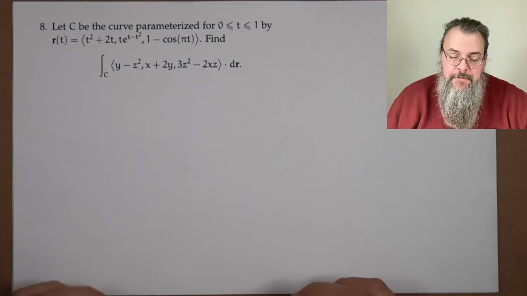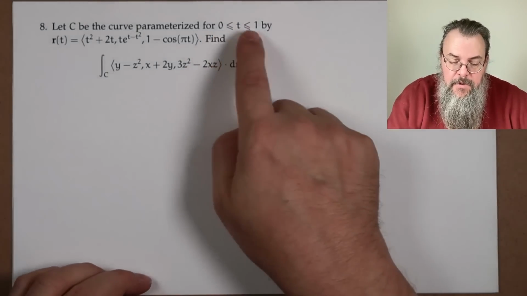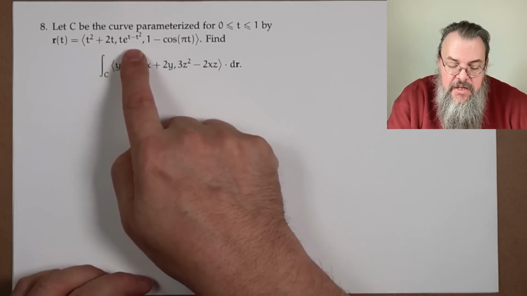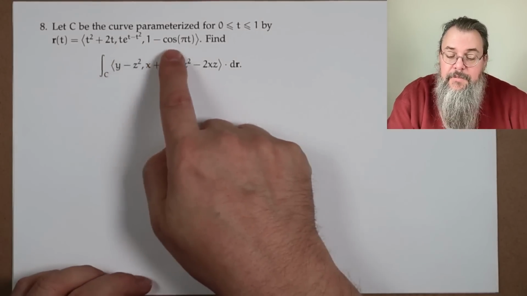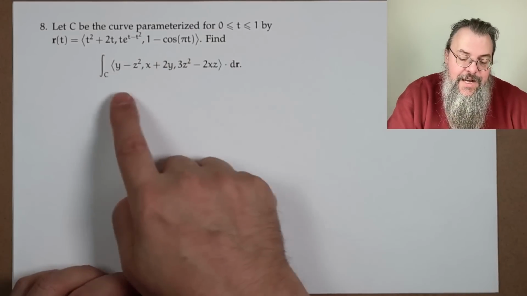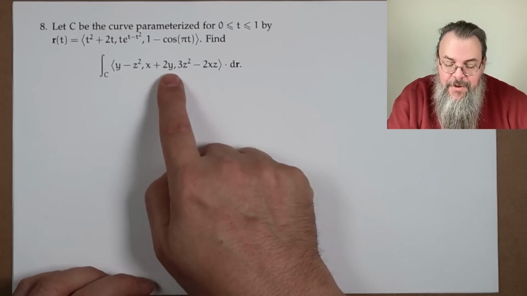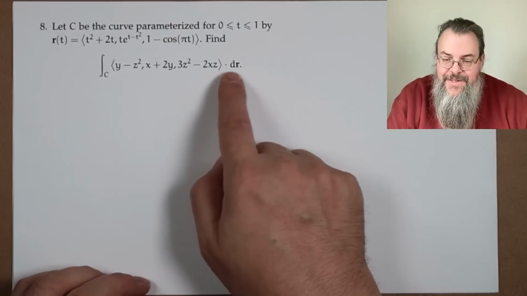Let C be the curve parameterized for t from 0 to 1 by r of t equals (t squared plus 2t, t e to the t minus t squared, 1 minus cosine pi t). Find the integral over C of (y minus z squared, x plus 2y, 3z squared minus 2x) dot dr.